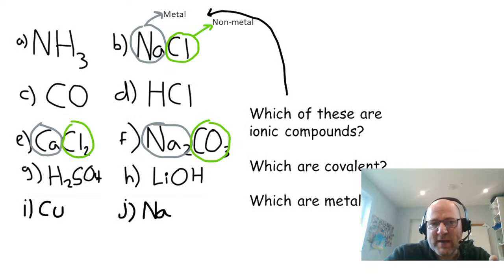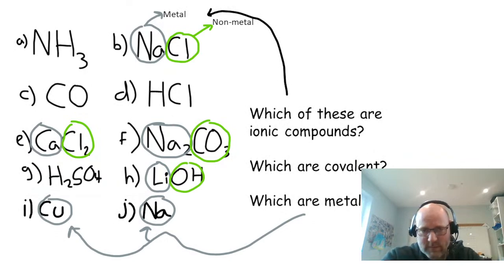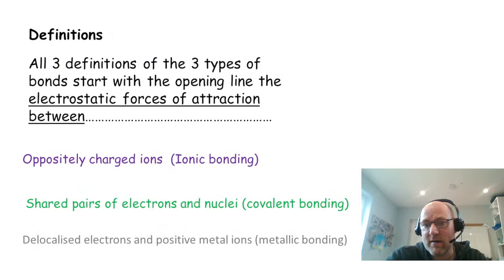So all of these ones I've circled here contain a metal from the left of the periodic table and non-metals from the right of the periodic table, and that makes them ionic. These are metallic, and these guys here are covalent.